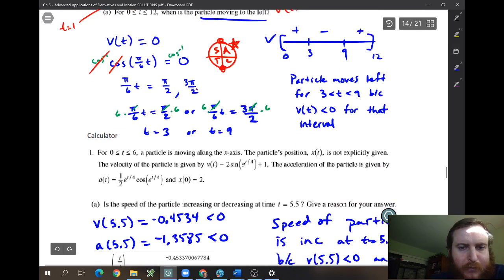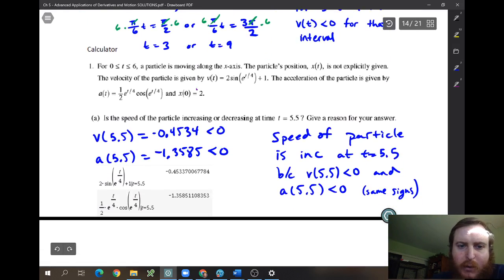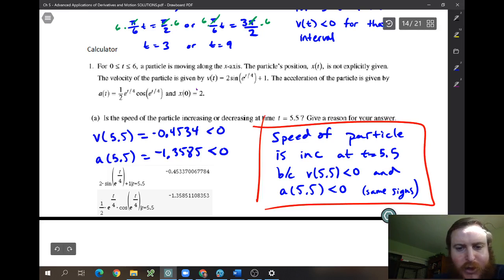interval. Next up, we have another particle question, and this time we're given both v of t and a of t. And we're asked, is the speed increasing or decreasing? So we're going to just evaluate v of 5.5. You need to write what I have in blue down. If you only wrote that sentence, you're not going to get full credit.